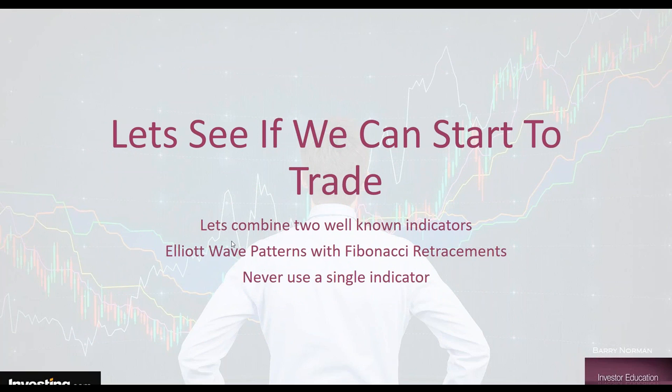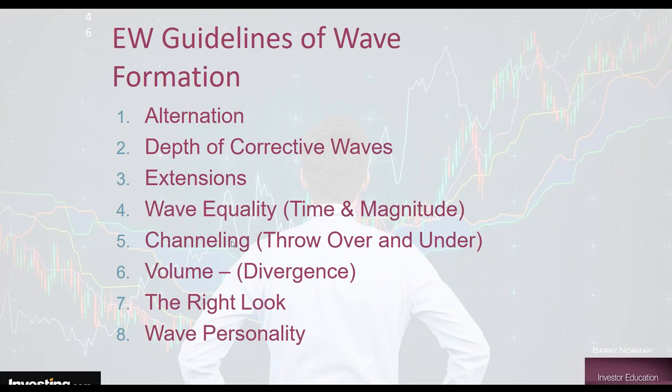Okay. But it's great to combine this. The two that work together very well are Elliott waves and Fibonacci retracements. Never use a single indicator. Now, remember, we have alternation, depth of corrective waves, extensions, wave equality, channeling, volume, the right look, and the wave personality. So you have to take all of these into consideration.